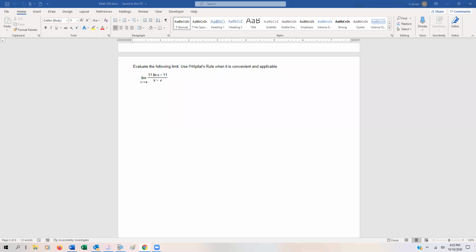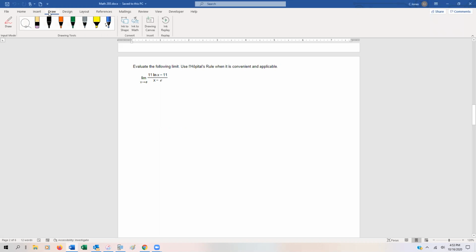More examples of L'Hopital's rule, this time with transcendental functions as opposed to rational or polynomial. This time we have the limit as x approaches e of 11 natural log of x minus 11, divided by x minus e. First thing, we need to verify that it does indeed fit L'Hopital's rule, one of the indeterminate forms.